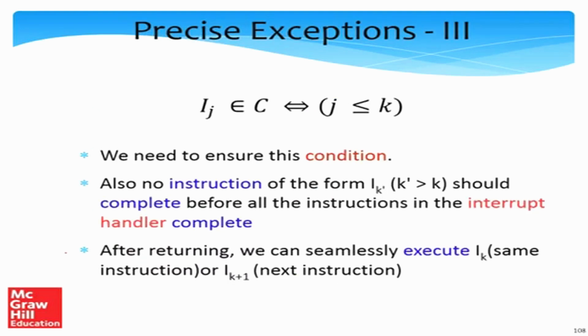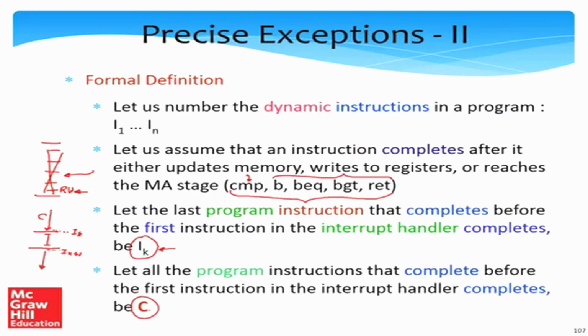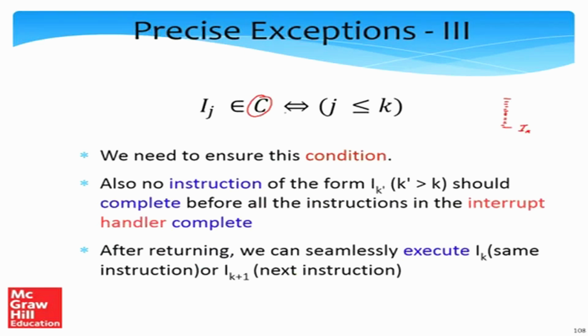The formal correctness criteria that we want to define is that if any Ij is an element of C, which is the set of instructions that have completed before the first instruction of the interrupt handler, then j is less than or equal to k, which means that IK in program order is the last instruction to complete. Recall that C was declared as the set of all instructions that complete before the interrupt handler. So if any instruction Ij is a part of C, this implies that j is less than or equal to k, which means it's one of the instructions before it, and no instruction after IK will actually complete. So we need to ensure this condition.